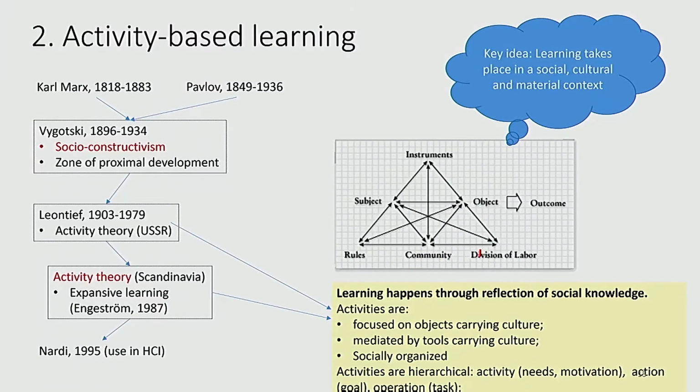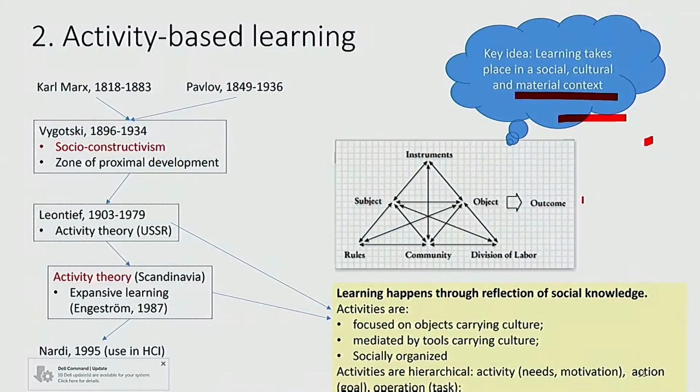A second very influential theoretical strand of thought is the idea that learning takes place in a social and cultural context. I cannot draw over this. The mouse doesn't like my pad here. Okay, learning takes place in a social, cultural, and material context.